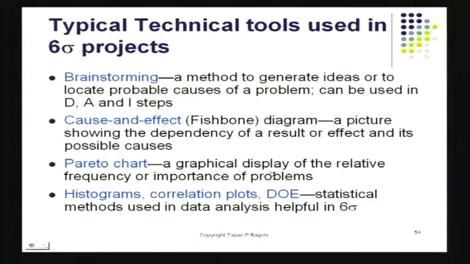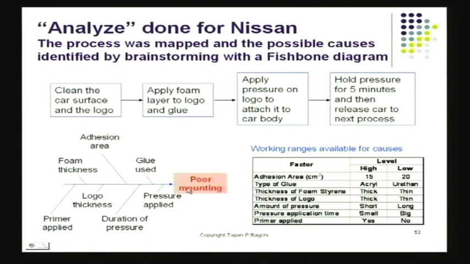Now, let me go back to the picture here for a minute and show you what is going on. The first is the mapping. This takes you from left to right for the full process. Brainstorming was used to construct this fishbone diagram, and then the settings were established by looking at the process itself. So this was to first understand what the process was.